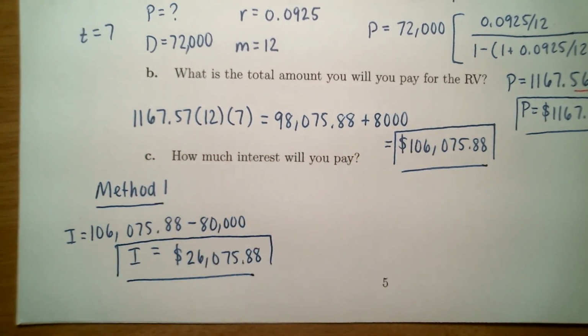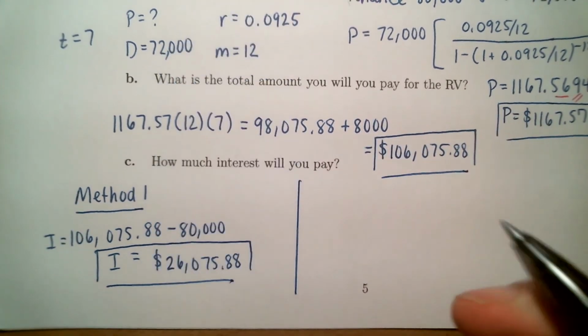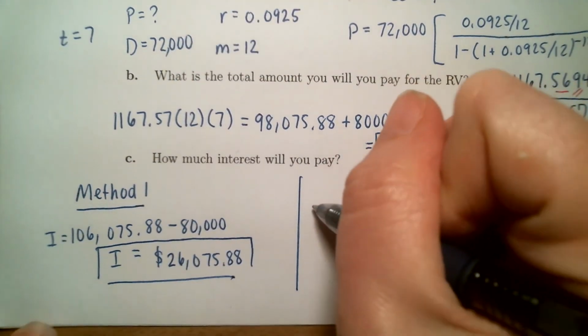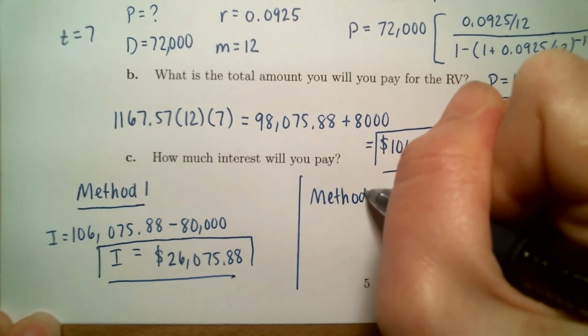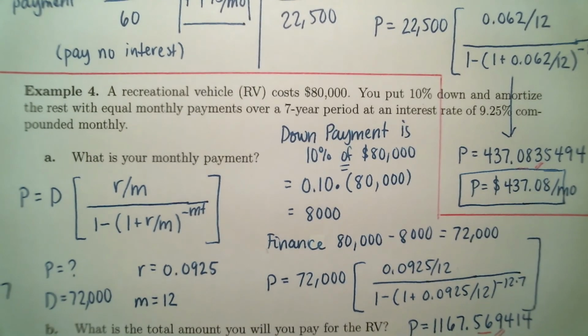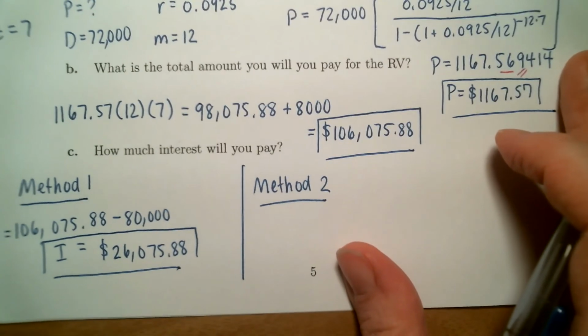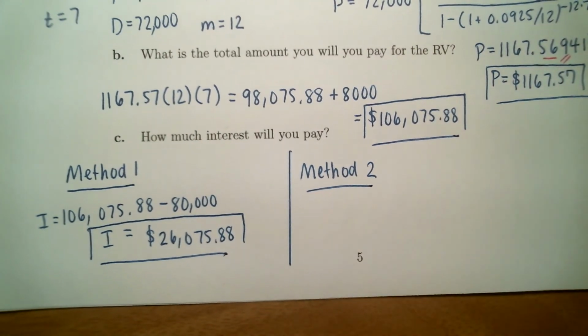The other way you could have done this, or you might have thought to do it, let me write down method 2. Either way works. It gives you the same answer. Method 2: if you think about the down payment, you paid the $8,000 off the bat. So that amount didn't earn any interest. The remaining balance, the $72,000, that's what accrued interest over the life of this loan. And so that's what's accruing interest here.